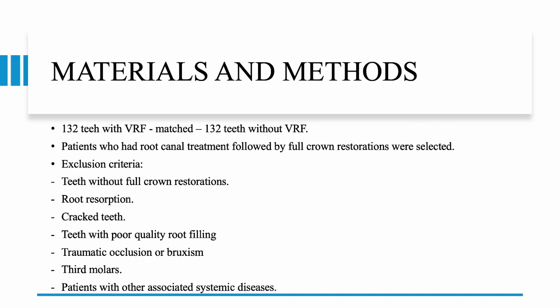Teeth with evidence of periapical or periodontal pathology, without full coverage crown restoration, with root resorption, cracked teeth, with poor quality of root filling, patients with traumatic occlusion or bruxism, and third molars were excluded. Also, patients with other associated systemic diseases like hypertension and renal disease were excluded.